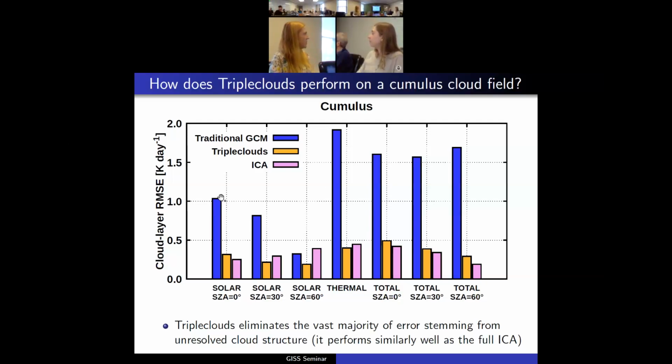So the traditional GCM bias was reduced by a factor of 3 or more, 3 to 5. And we even see that Tripleclouds performed similarly well as the full ICA experiment, which really means that it eliminated the vast majority of errors stemming from unresolved cloud structure in this case. So having this one extra region to represent the cloud was really helpful in this case to eliminate the vast majority of biases. But what remains is really the classic horizontal photon transport, which you cannot properly eliminate with this solver.